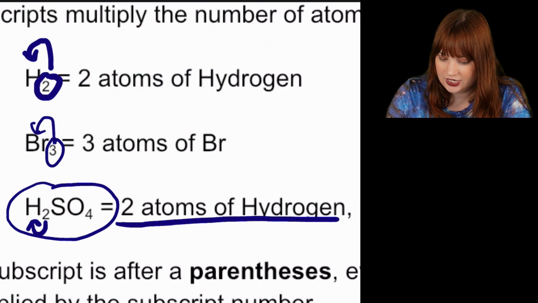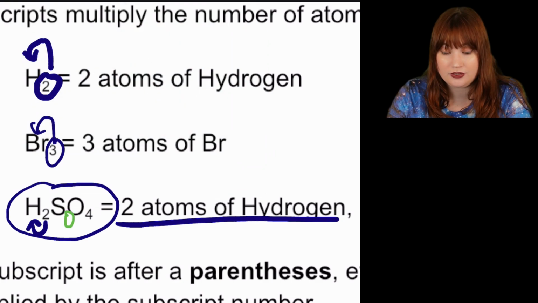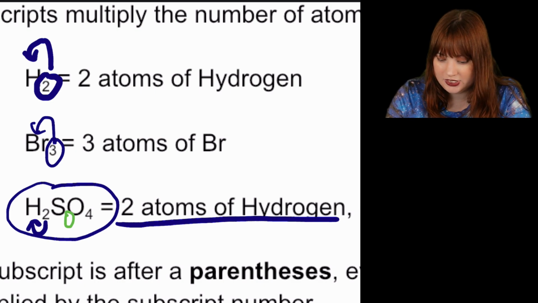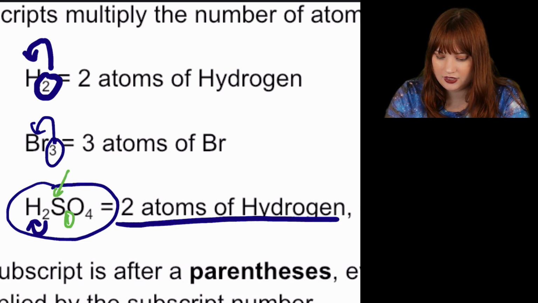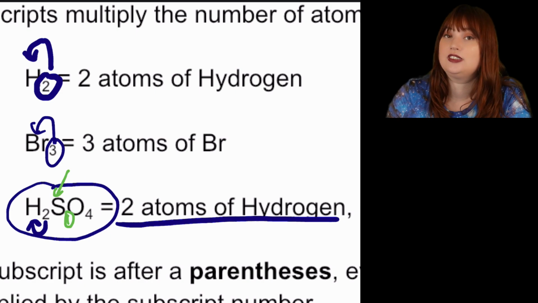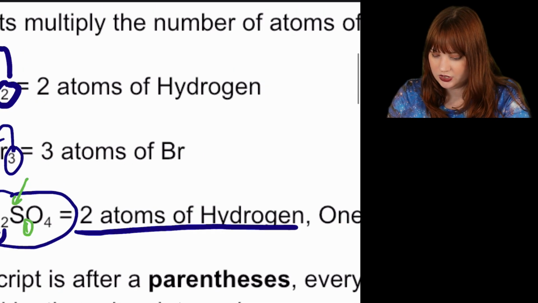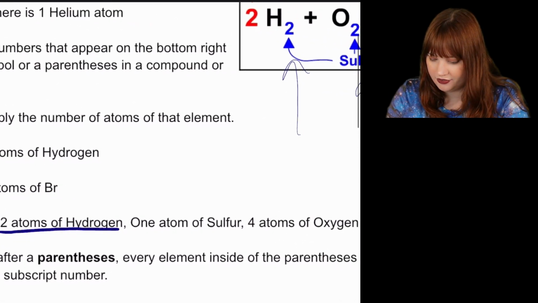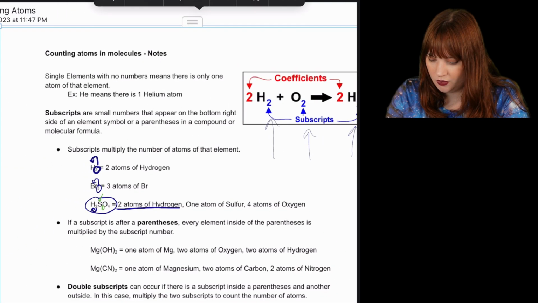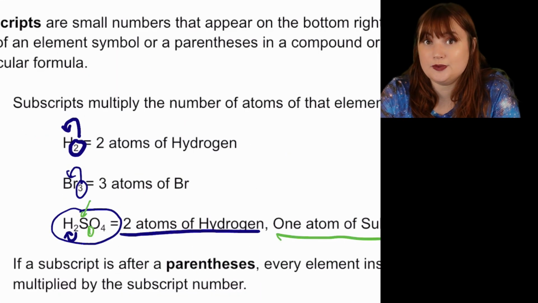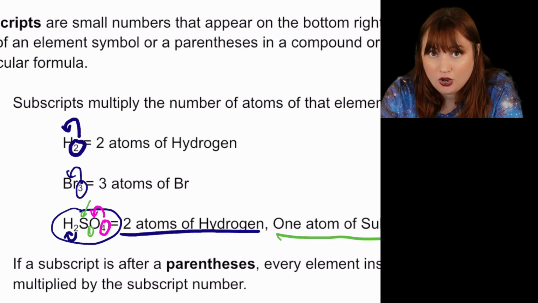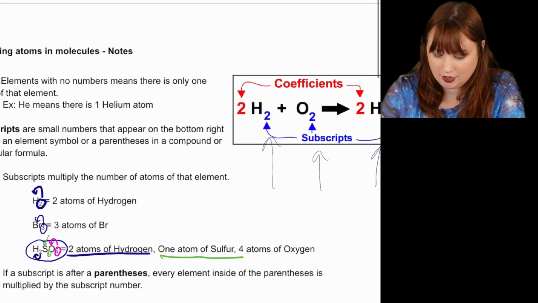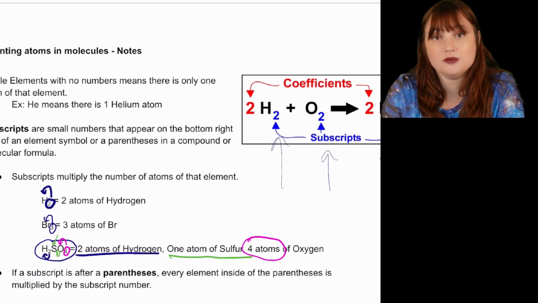I see no number next to sulfur. If there's no number, no subscript next to the element, that means that there's only 1. But we don't really have to say that because the letter itself, the element symbol, tells us that we have at least one of those atoms. So here we go. In this example, we have one atom of sulfur. Next in this molecular formula, I see a small 4 next to the O for oxygen. That means in this molecule, we have 4 atoms of oxygen.